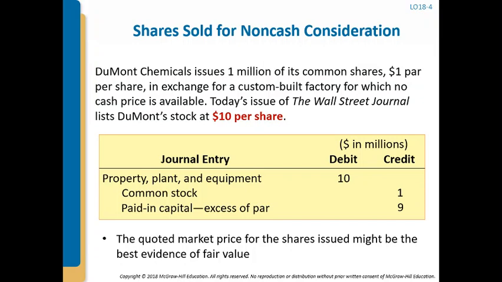So here, DuMont Chemicals issues 1 million of its common shares, $1 par, in exchange for a custom-built factory for which no cash price is available. Today's issue of the Wall Street Journal lists DuMont's stock at $10 per share, and so property, plant, and equipment gets debited for the 10 million, common stock par, $1 par, gets credited for 1 million, and then the paid in excess 9 million.